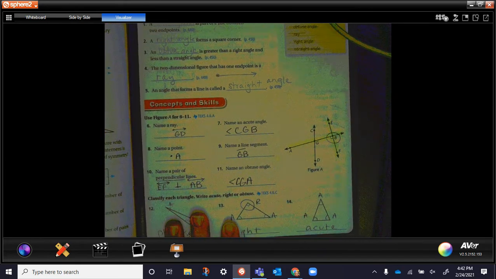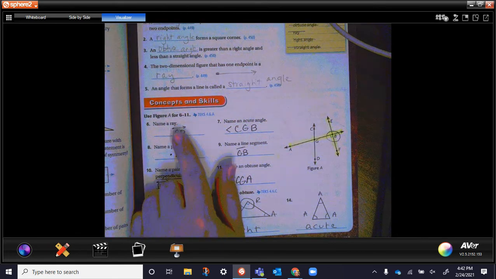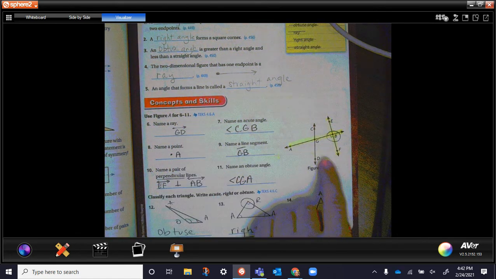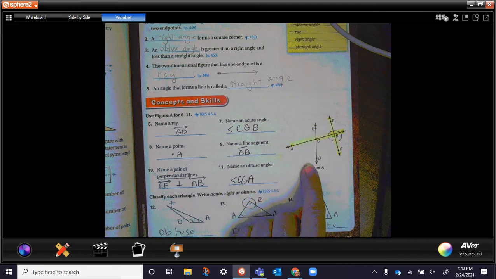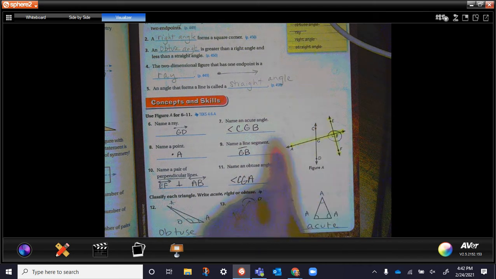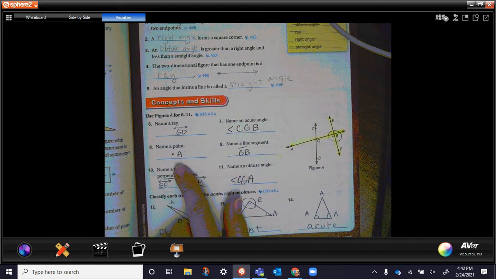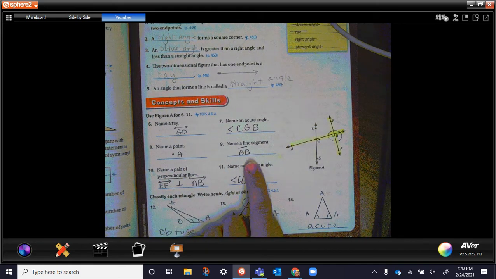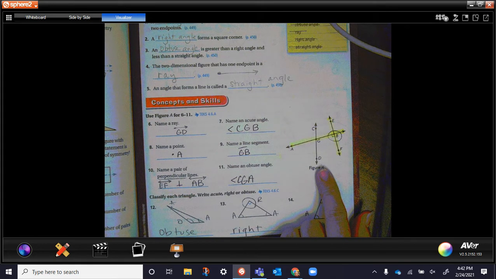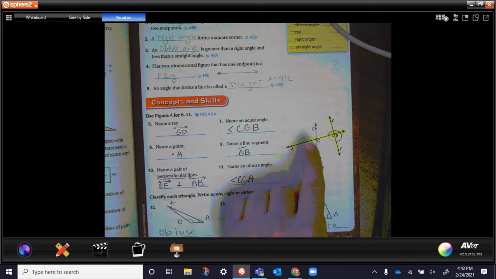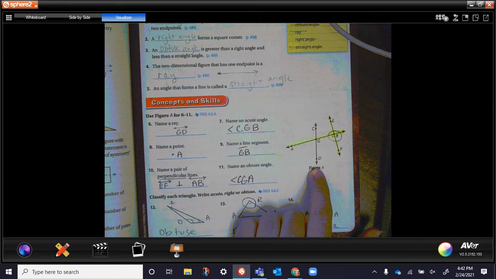Down here, we are using these lines. So we have AGB, CGD, and EBF. We named a ray, an acute angle, a point, a line segment, perpendicular lines, and an obtuse angle. When you find a ray, you're looking for an endpoint and then it continuing on in one direction.